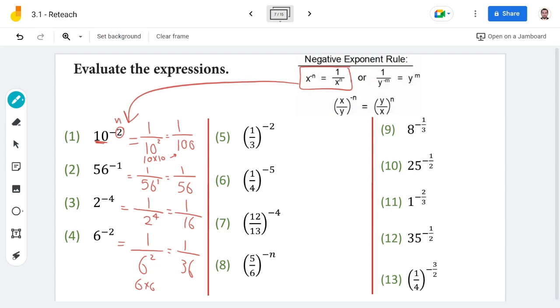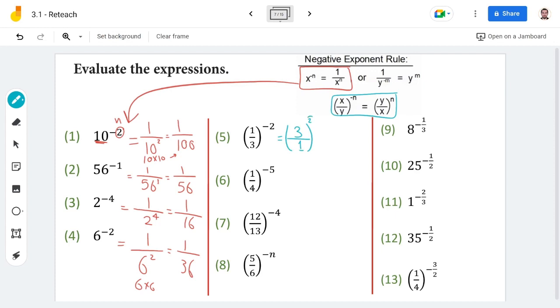Now let's follow this one here. So 1 over 3 to the power of negative 2. Now we need to follow this rule here. To follow this one, we flip and change the sign. So it will be 3 over 1 to the power of 2, right?